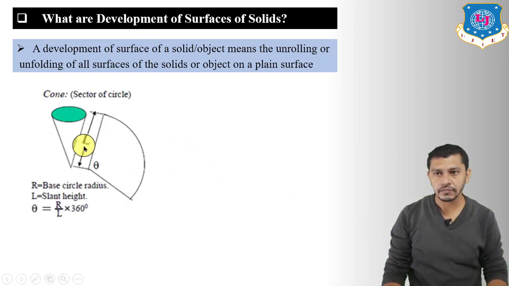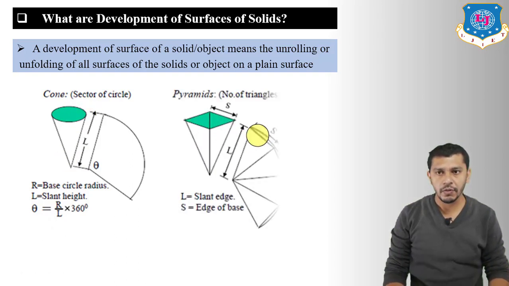So cone. So the development of the cone is a sector of a circle which has a radius equal to the length of the generator of the cone, and the angle of the sector will be theta, which will be equal to capital R upon L into 360 degree, where R represents the radius of the base circle and L will be the length of the generator. Now let us see the development of this pyramid.